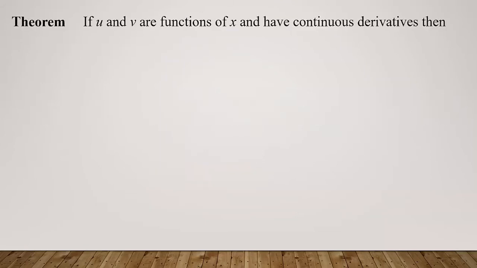So let me write it down as a theorem. If u and v are functions of x and they have continuous derivatives, then the integral of u dv equals u times v minus the integral of v du. And actually, the derivation that we just went through, some people would call it the proof of this theorem. But yeah, look, we just kind of came up with it.